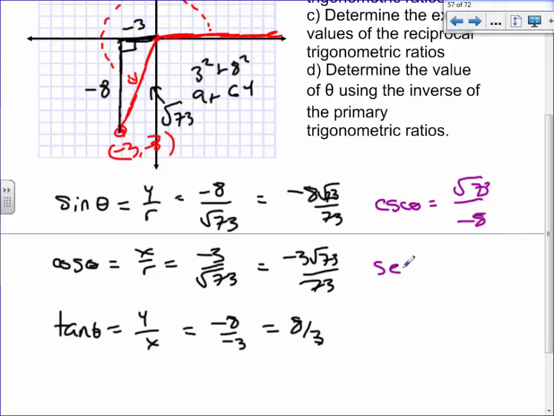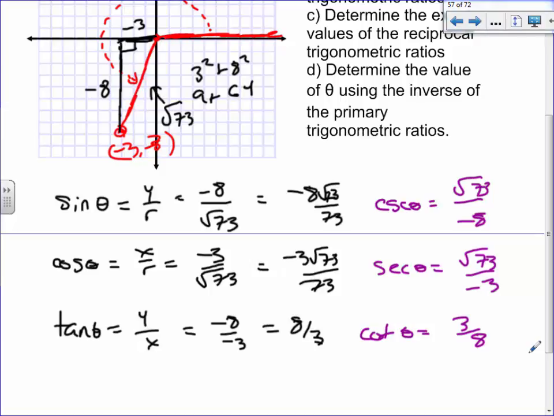Cosine's buddy is secant. So it was negative 3 over root 73. Just flip it upside down. Make it root 73 over negative 3. And tan's buddy is cotan. It used to be negative 3 over negative 8. Flip it upside down, make it 3 over 8.